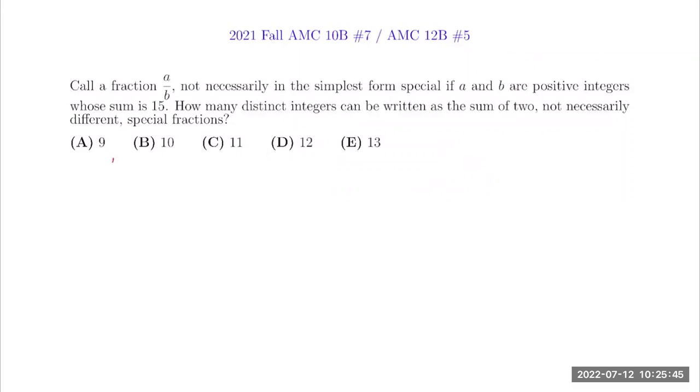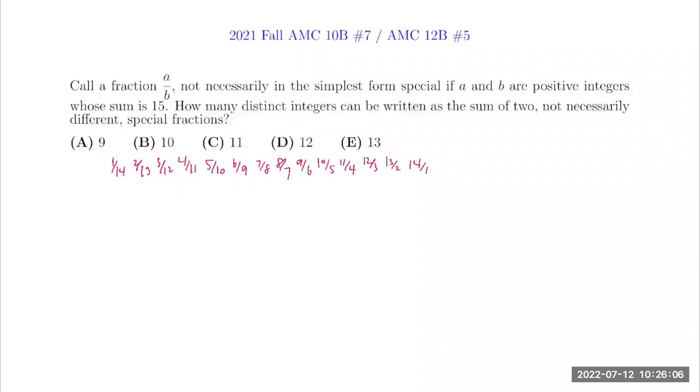We have 1 over 14, 2 over 13, 3 over 12, 4 over 11, 5 over 10, 6 over 9, 7 over 8, 8 over 7, 9 over 6, 10 over 5, 11 over 4, 12 over 3, 13 over 2, and 14 over 1.